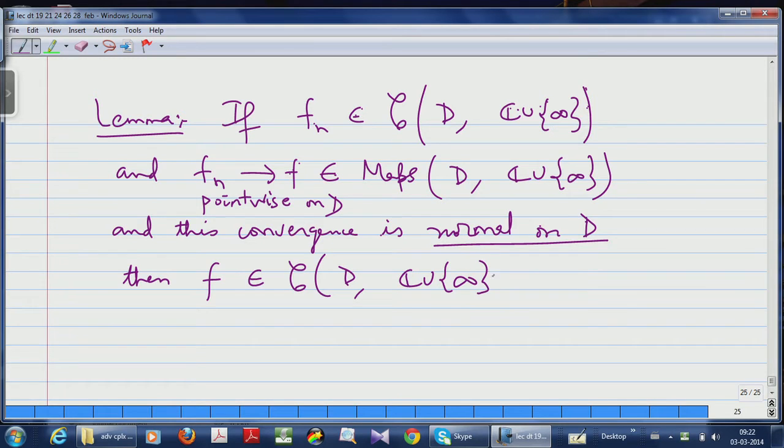So I'm just saying that a normal limit of continuous maps is continuous, and why should this be true? Because a uniform limit of continuous maps is continuous. And if you have a normal limit, it is actually a uniform limit locally. And therefore, the limit function is continuous locally, but continuity is a local property. Therefore, if something is continuous locally, then it is continuous. If you have a global map which is continuous on every sufficiently small open set, which cover the domain, then it is continuous.